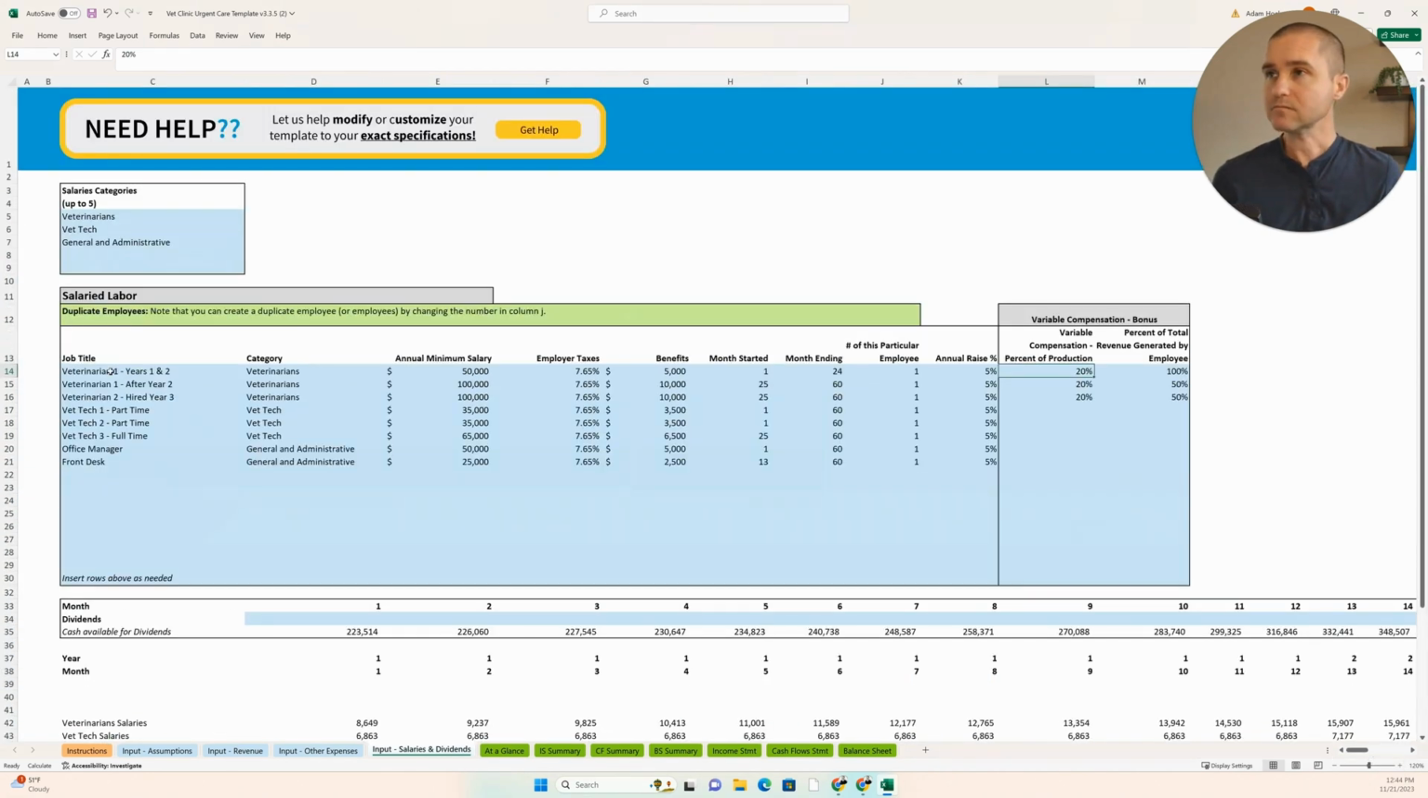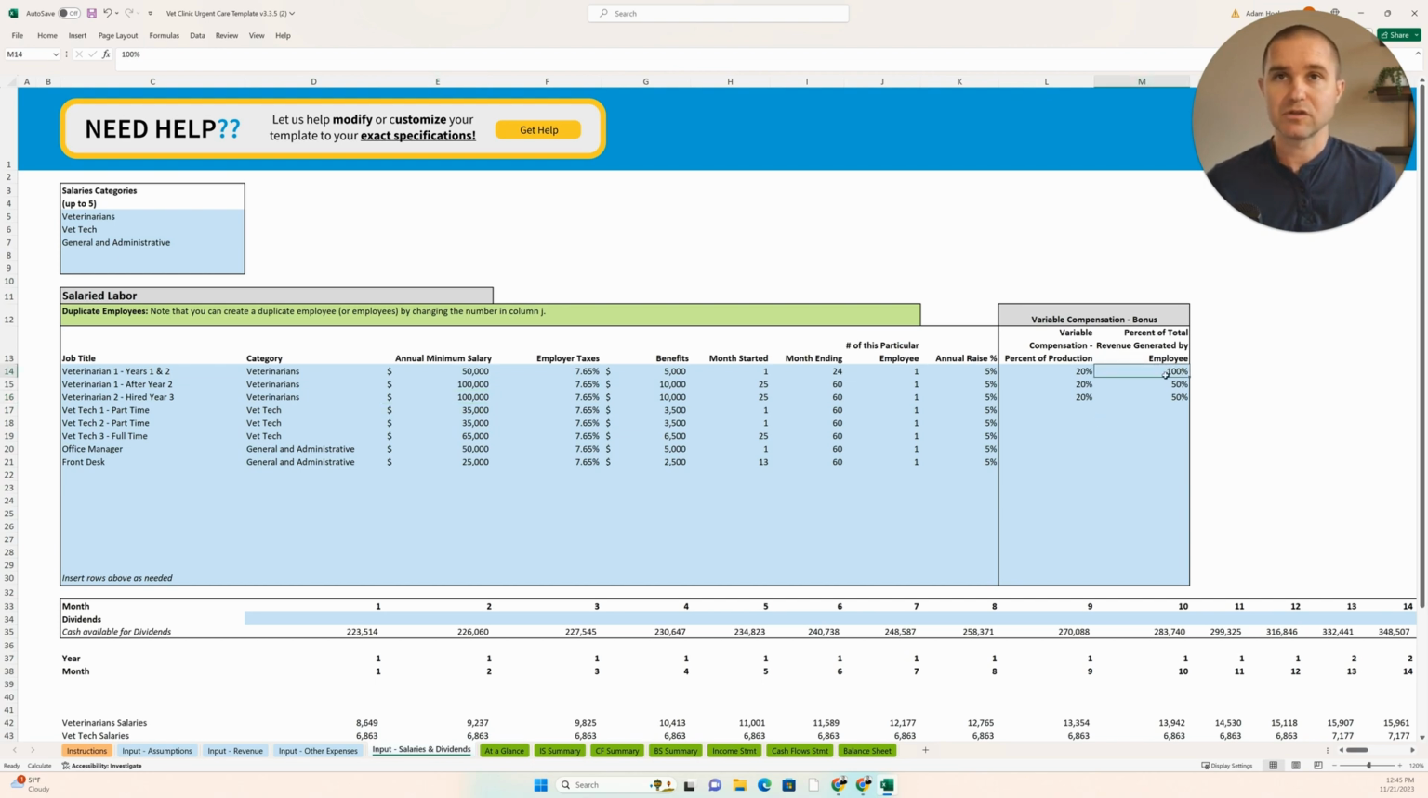So let's say we're starting with one veterinarian with a minimum annual salary of $50,000, starting in month 1 and ending in month 24. Then in month 25, we're going to hire the second veterinarian. In month 25, the first veterinarian is going to get a raise, bumped up to $100,000 minimum salary, and the second veterinarian will also start at that point with a $100,000 minimum salary. The reason this is important is because that minimum salary plays along with this variable compensation or bonus structure.